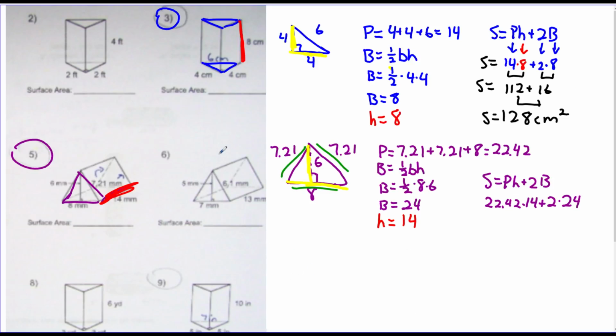So if we put this in the calculator, 22.42 times 14 is 313.88, plus 2 times 24 is 48. Okay, and we add those together. Oops, that wasn't my calculator. Yeah, hold on. Plus 361.